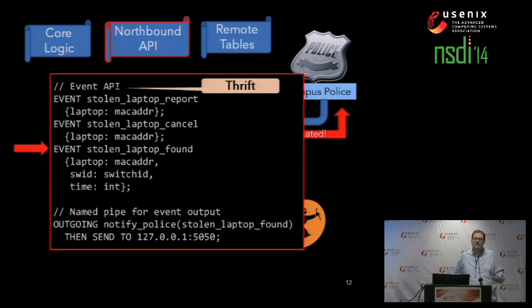The third event is meant to be sent up to the police, saying, we have found this laptop, here's its MAC address, here's the switch ID where it's been seen, and here's the current time. In Flowlog, when you're sending an event up via an API, you need to declare a named pipe that says where to send the event. Here, this pipe just is called notify police, and it sends stolen laptop found events up to the appropriate location on the network. In this case, it's just localhost.